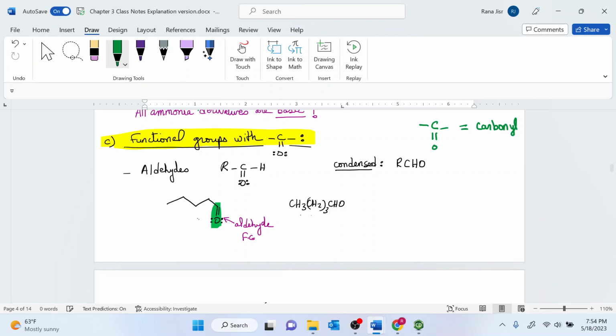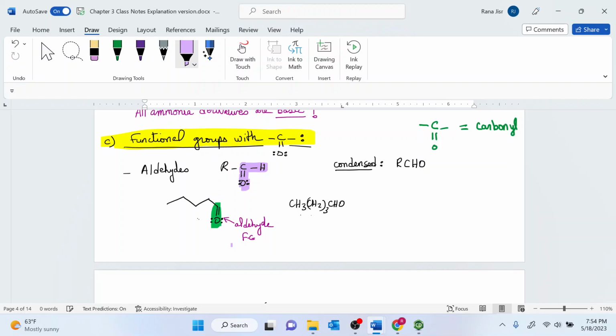The aldehyde part is the carbonyl, not just the carbonyl. So when you have an aldehyde, you highlight the carbonyl and you highlight the hydrogen with it. The hydrogen is a must to highlight. Now, if you have your aldehyde in a skeletal form, then you don't need to show the hydrogen, so just highlight the carbonyl. The condensed form is when because we want to differentiate between this and the alcohol.